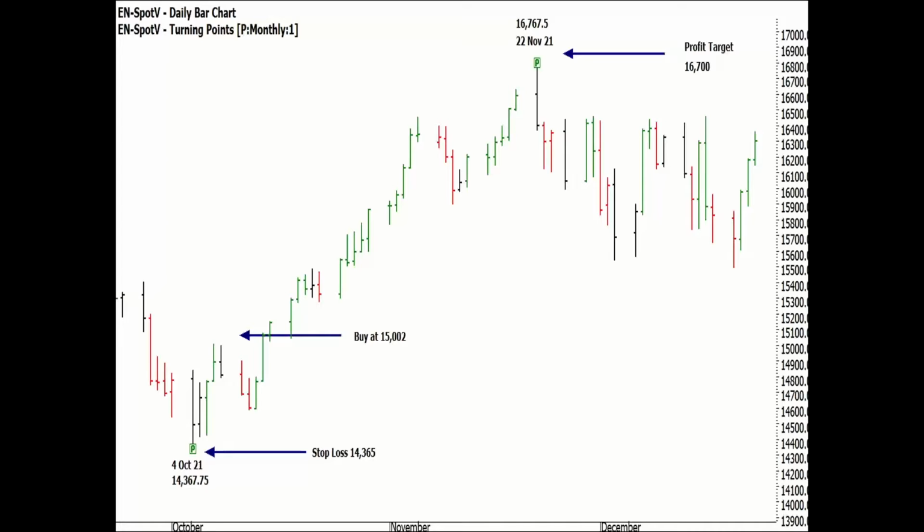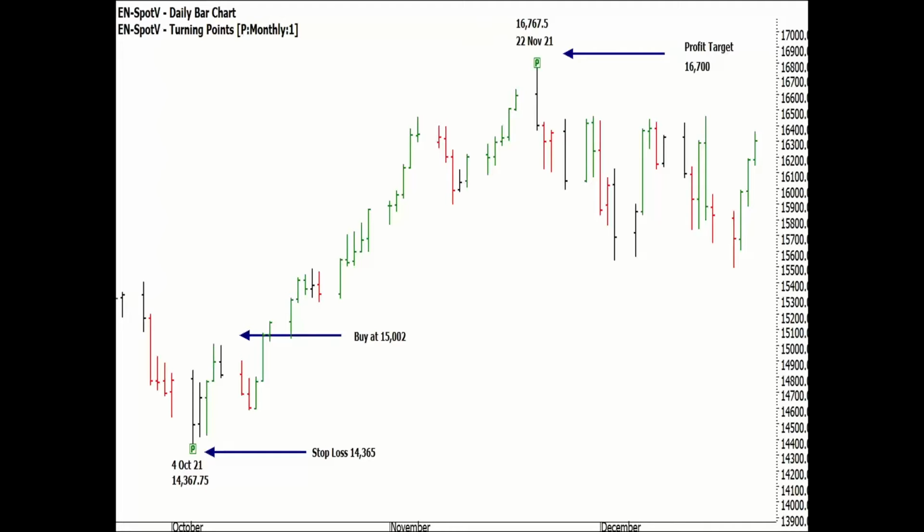Now, depending on how many contracts you buy and how big a trader you are, how big your trading account is, that risk amount will be different for every trader. Similarly, the profit or reward on the trade, which is from where you get in at 15,002 all the way up to this profit target at 16,700, it's going to be the same amount of points for everybody, but depending on how many contracts you buy, the dollar amount is going to be different. When it comes to reward to risk ratio, keep in mind that reward to risk ratio doesn't take dollars into account. It's just a simple ratio.